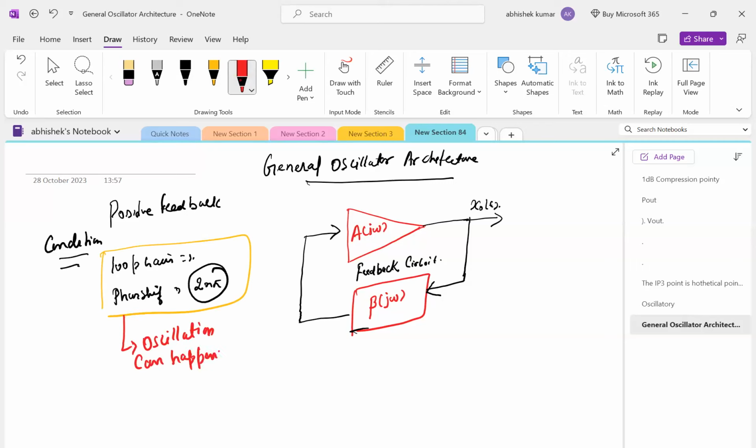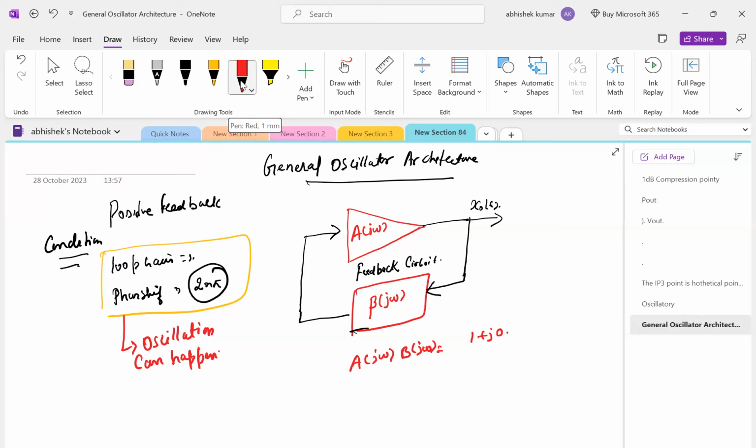Basically we have the terms A(j omega) B(j omega) as gain, and that is equal to 1 plus j0. This is the condition for oscillation. Oscillation can happen if the following condition is satisfied: it should have positive feedback, loop gain should be 1, and phase shift should be 2n pi. After that, oscillation can happen.